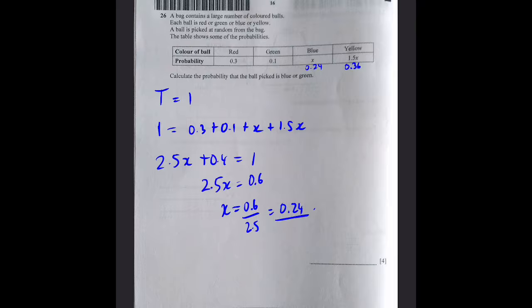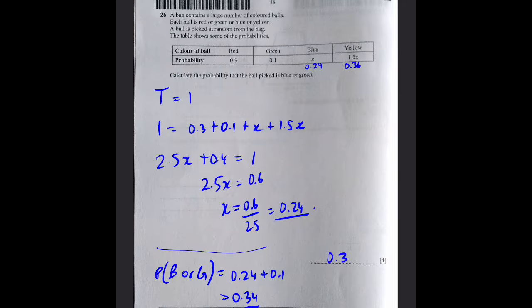So now, the probability of blue or green will be the probability of blue plus probability of green. So 0.24 plus 0.1, which is 0.34. And that will be our final answer. And that is our final answer also for this video, since we have come to the end of our paper.